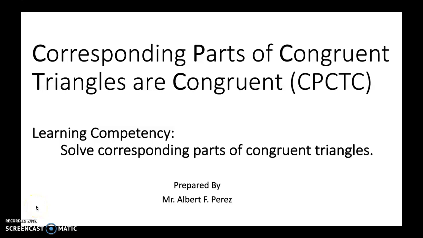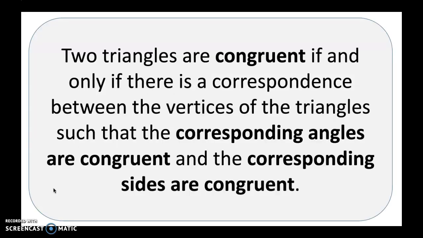Corresponding parts of congruent triangles are congruent. So at the end of this video, you will be able to solve corresponding parts of congruent triangles. Two triangles are congruent if and only if there is a correspondence between the vertices of the triangles such that the corresponding angles are congruent and the corresponding sides are congruent. Simply to say, if two triangles are congruent, then the corresponding parts are congruent. And the other way around, if the corresponding parts of two triangles are congruent, then the triangles are congruent.